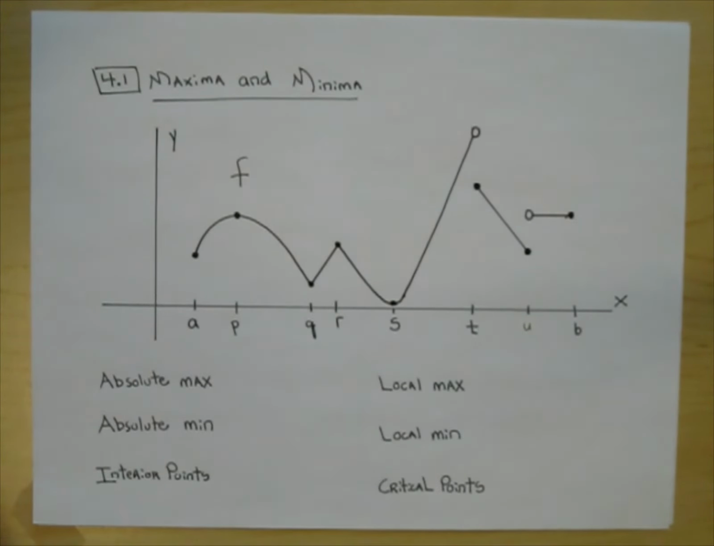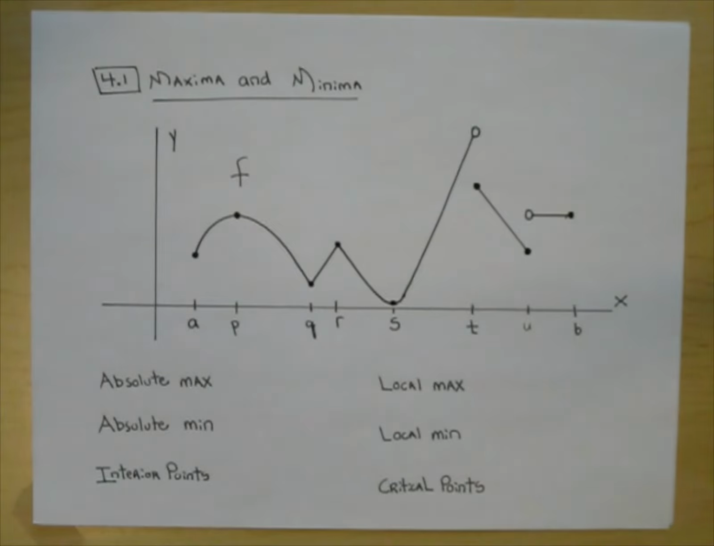Let's take a look at what they want us to do with this graph. They want us to find absolute maximums, okay? And then absolute minimum. And then some other things, and we'll get to those. So we have some numbers on the x-axis, A through B. Then you have some letters in between, and those are some important points on the graph.